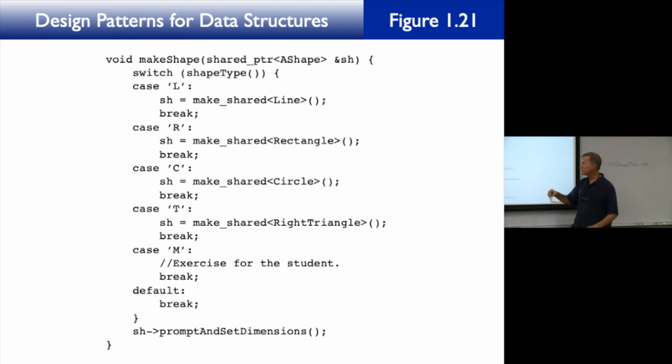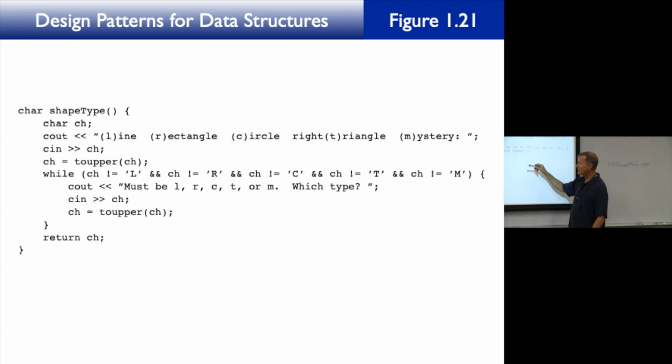Well, here's how it replaces it. Okay, so there's make shape. Oh, and here's an exercise for the student. You have to do this for your mystery shape. Be creative on your mystery shape. I've had some really interesting ones in the past. You can pick any shape you want, but it needs to work. I mean, don't crash the program, it can't crash. Okay, and then here's some more code for the shape type.